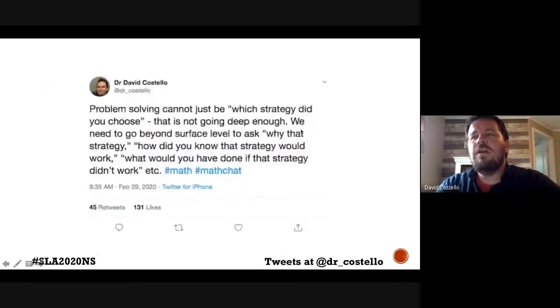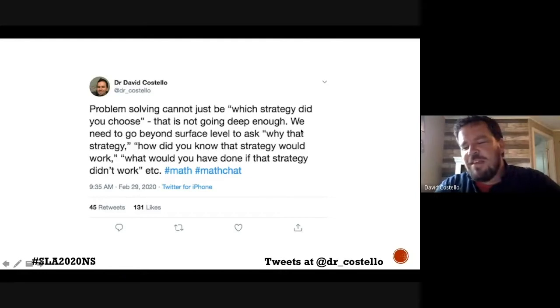And this tweet really kind of summed it up for me: it's just not about which strategy did you choose. That's not going deep enough. We need to go beyond the surface level and ask why that strategy. How did you know that strategy would work? And then what would you have done if that strategy didn't work?